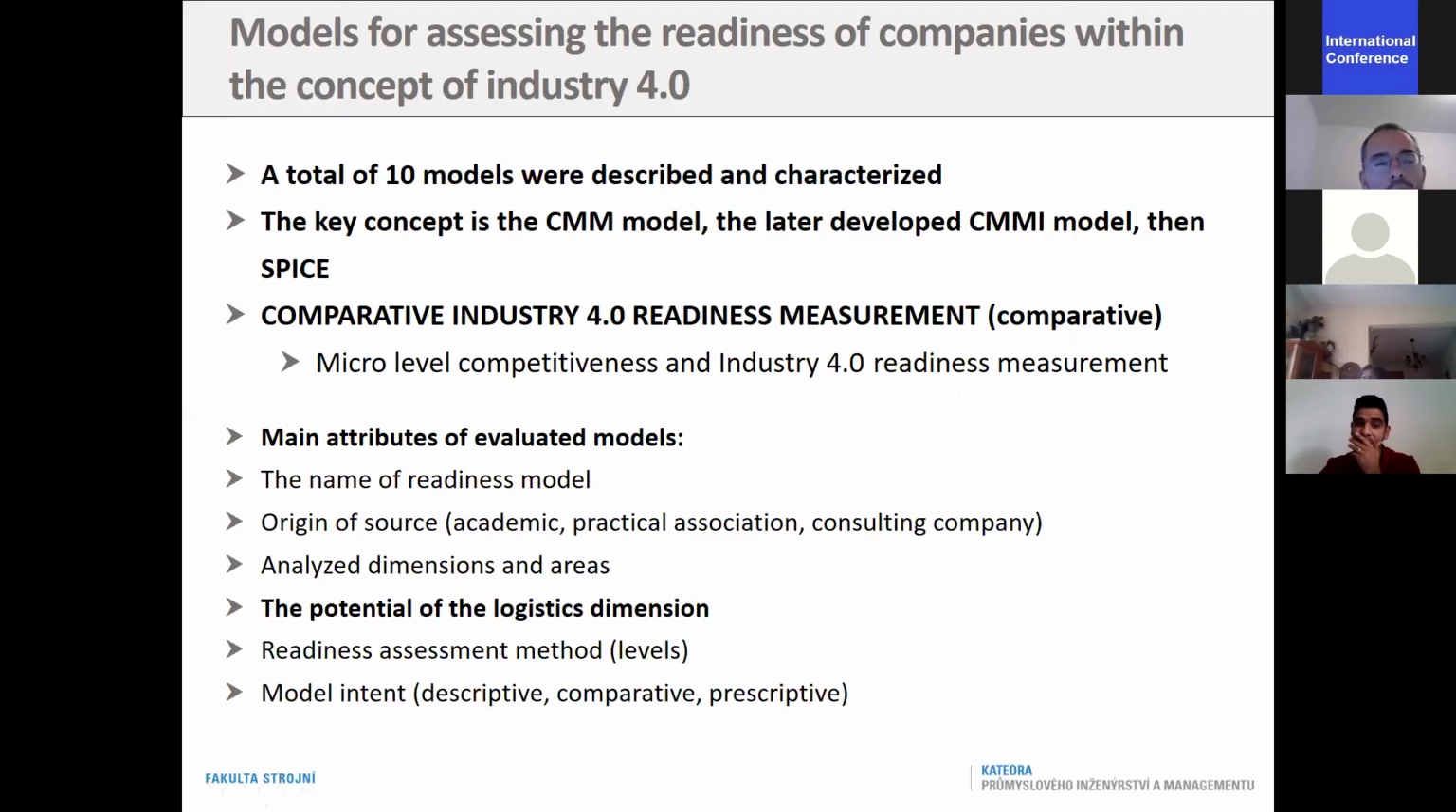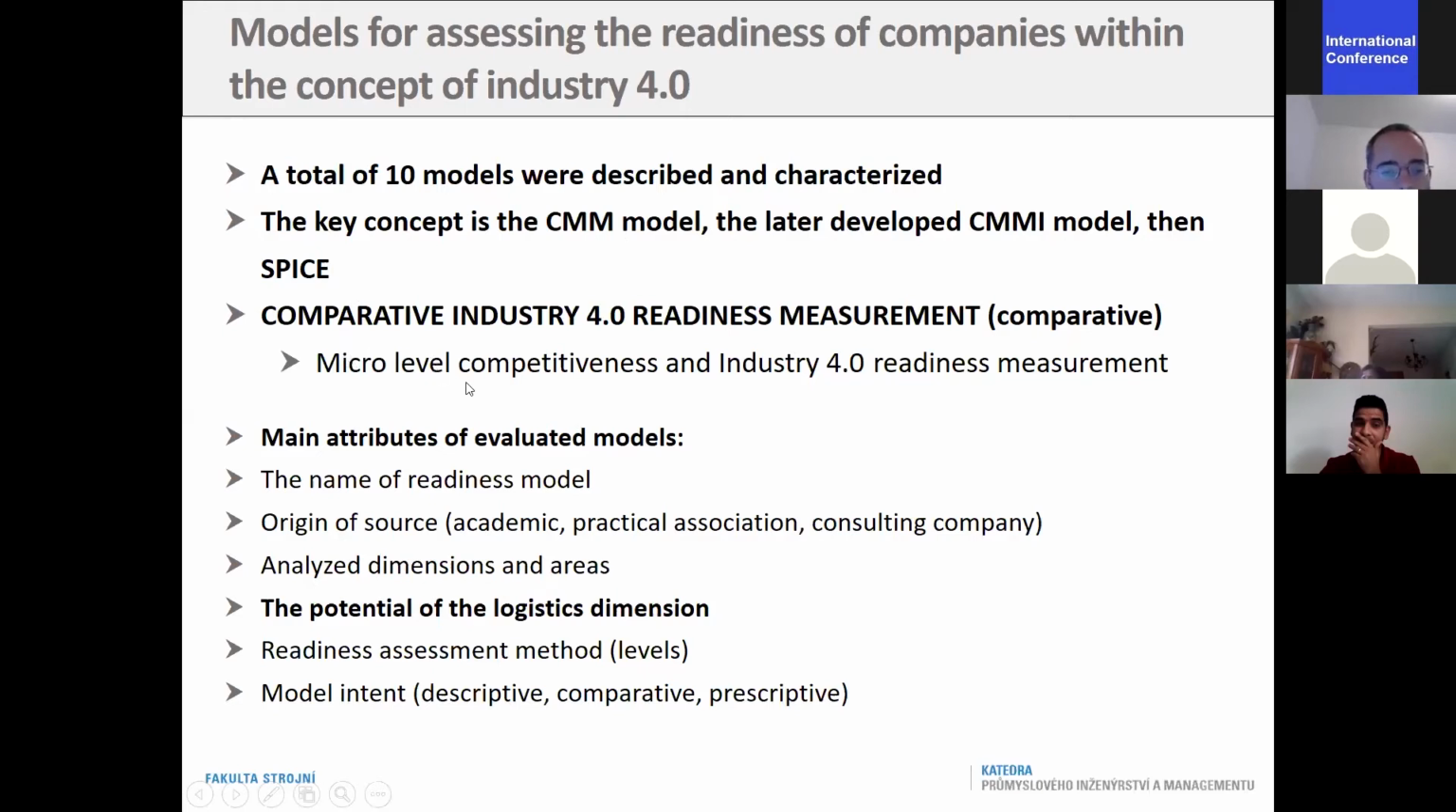Now we will try to talk about our proposed model. We're really trying to find some model which would fit the use of intralogistics in the company, and we analyzed, let's say, 10 models. From these 10 models, we were told that these 3 models are the best that would fit us: CMM model, CMMI model, and SPICE model.